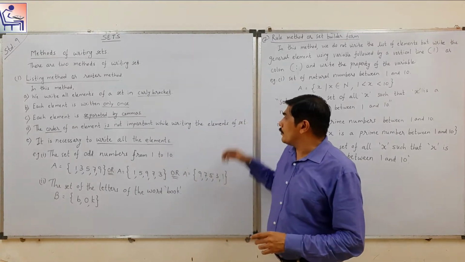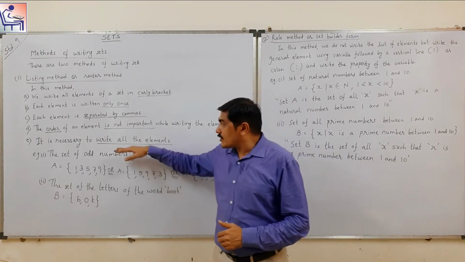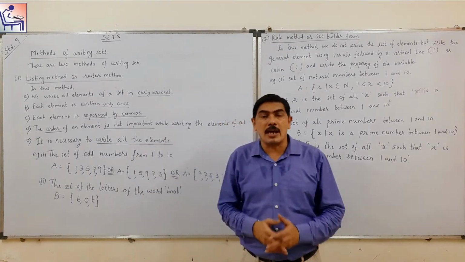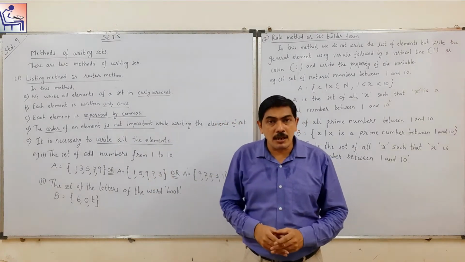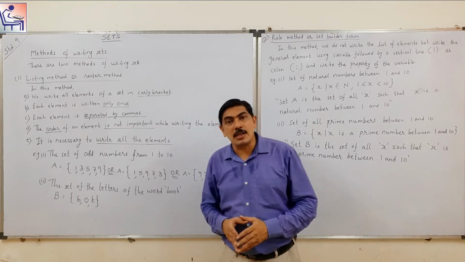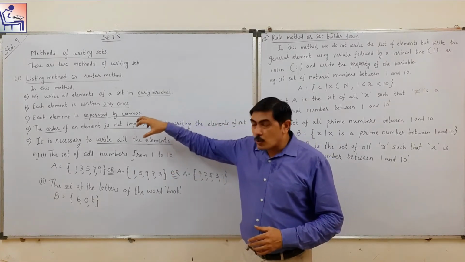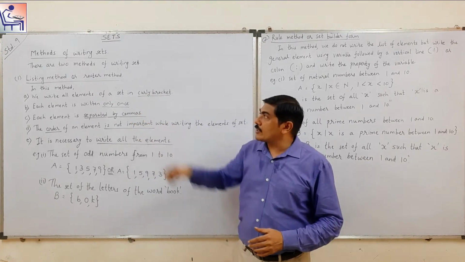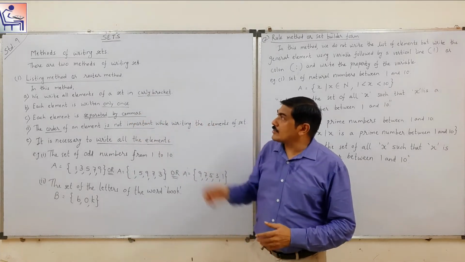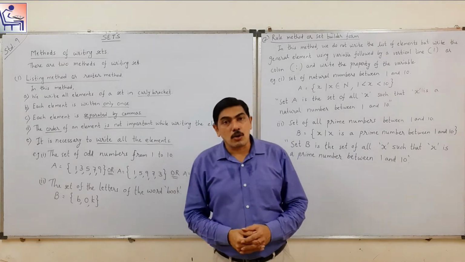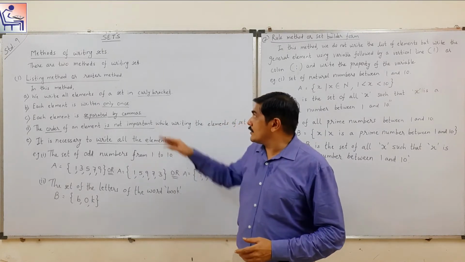Okay, while writing the elements of set, it is necessary to write all the elements. But ये कंपलसरी है कि हमें सारे के सारे एलिमेंट्स लिखने हैं. So here all these 5 rules you just remember for first method. So we call this as a listing method or roster method. First one is curly bracket.